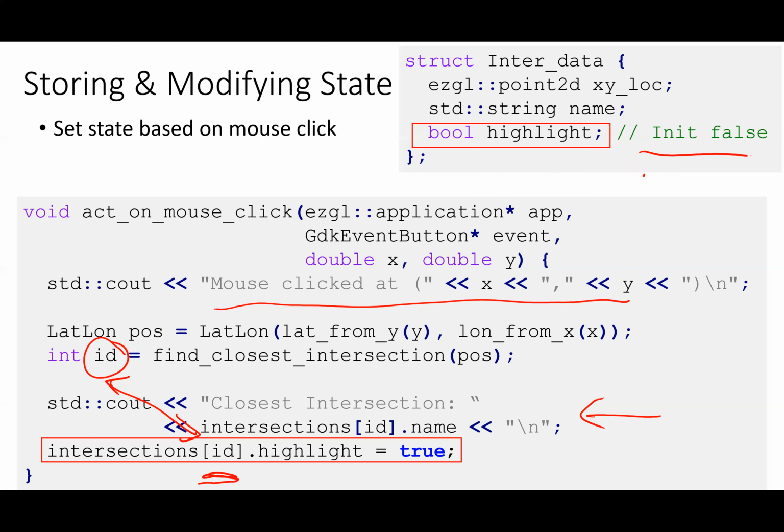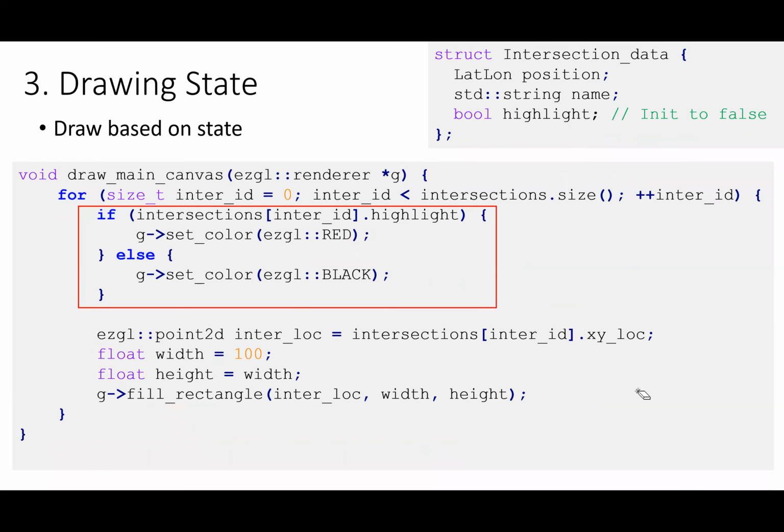So this makes sense to everybody? You can see what we're doing here. We figured out which intersection it is, and then we recorded it in this highlight value. We have a highlight value for every single intersection, so we just turn it on for the one you clicked on. Okay, the last thing we need is to draw the state.